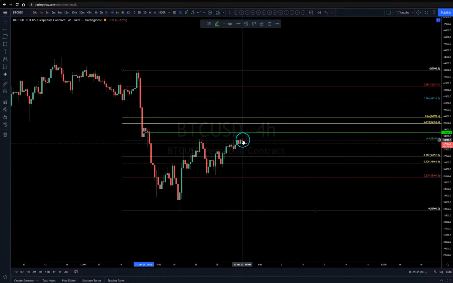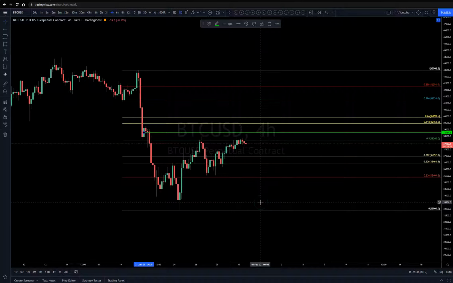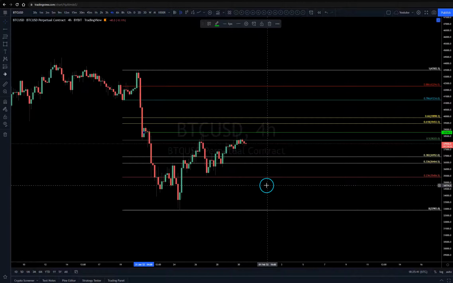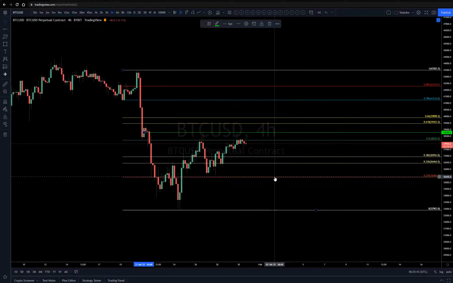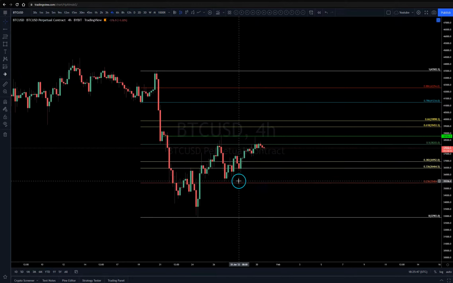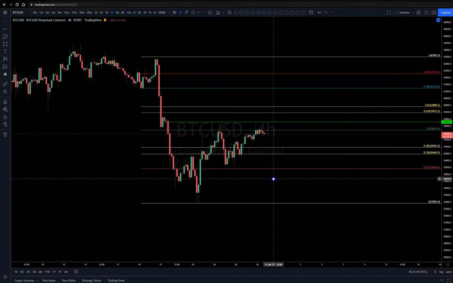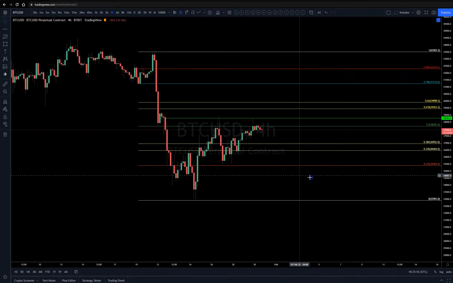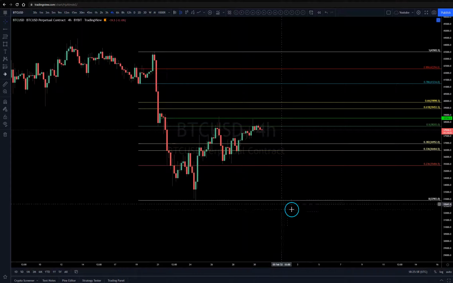And what I mean by this is we reject over here to test potentially the lower side, and this can easily be the 0.236 point or even the 0.382. We haven't had any major price action over the weekend. It's just been ranging, which has been perfect for anybody scalping. So this is what I'm seeing with this fib.